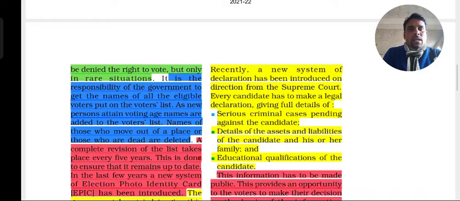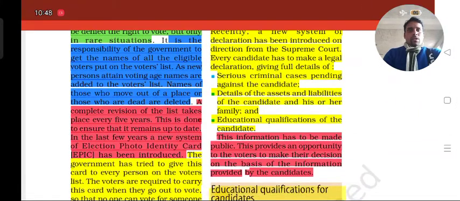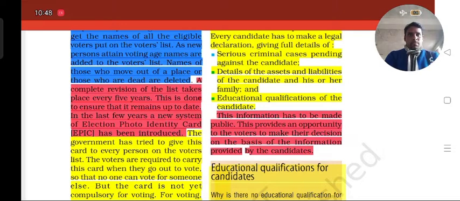Okay, in the last few years a new system of election vote identity card is being provided. That is what is known in short form as EPIC. You might be knowing, you children, you might be seeing in your home also, your parents or your relatives, your brothers and sisters, those who are 18 or above, they will be having one ID card for voting. Okay, you can just have a look, if you want.